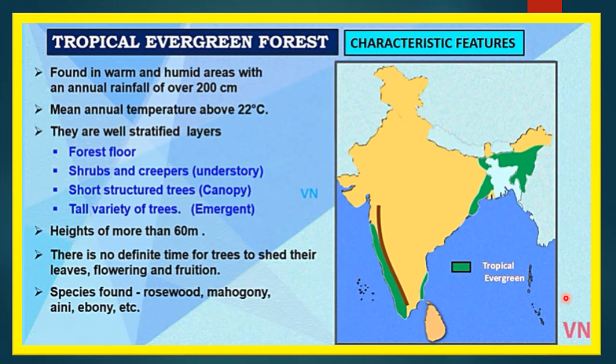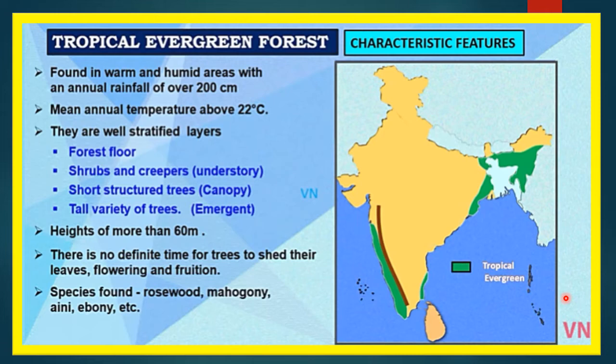So let's recap the characteristic features of the tropical evergreen forests. They are found in warm and humid areas with an annual rainfall of over 200 centimeters. The mean annual temperature is above 22 degrees centigrade, and the forests have well stratified layers. First is the forest floor with grass, then we have scrubs and creepers, which is called the understory, then short trees called the canopy, and tall trees which are called emergents. The height of most trees reaches up to 60 meters or even above.